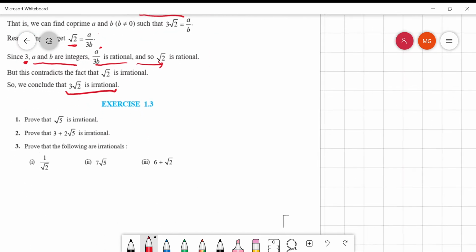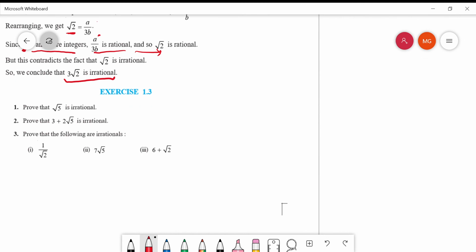Okay, so we'll move on to our exercise 1.3. Again you have these kinds of questions only. This exercise is very easy and I guess you can do it on your own. But if you are facing any problem, just ask me anytime and I'll explain it. Similarly you can prove this for root 5, the way you proved it for root 2 and root 3. And as soon as you prove it for root 5, you can prove it for 3 plus 2 root 5, and these three values can also be proved in a similar way.